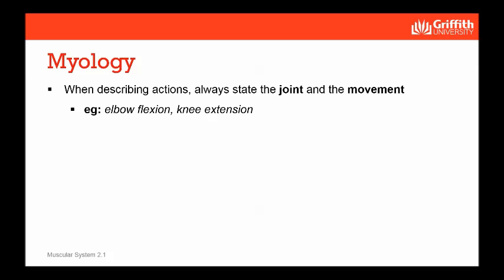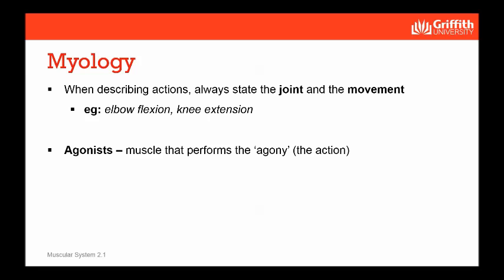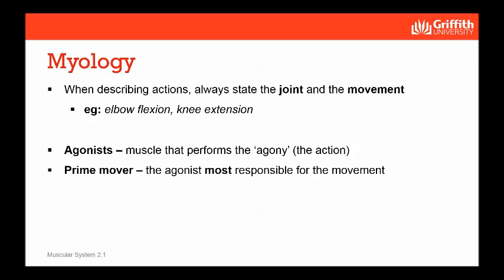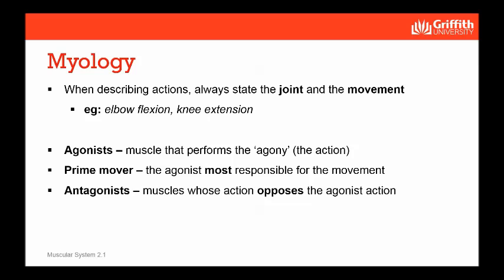It's important to understand the following terms and to utilize them when describing specific muscles. Muscles in the same compartment or location generally perform the same action. The agonist is the muscle that performs the action or a specific movement. The prime mover is the agonist that is most responsible for the movement. The antagonists are muscles whose action opposes the agonist action. The antagonist is located in the opposite compartment from the agonist.